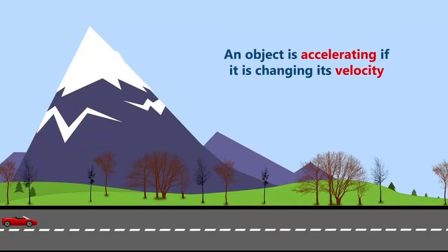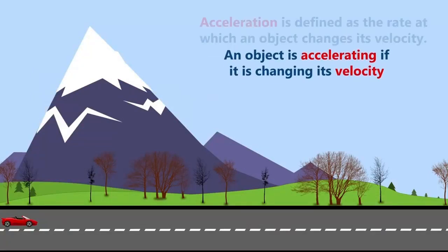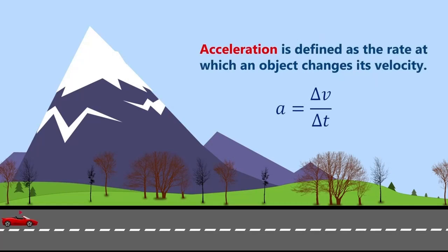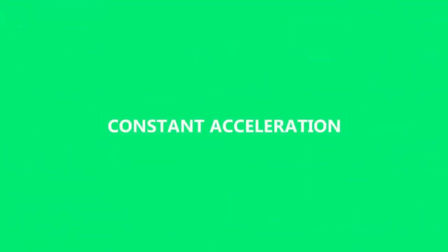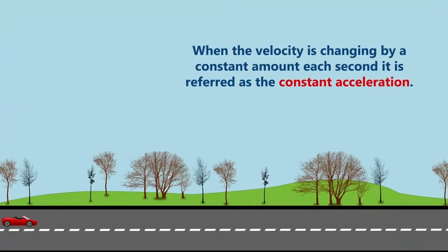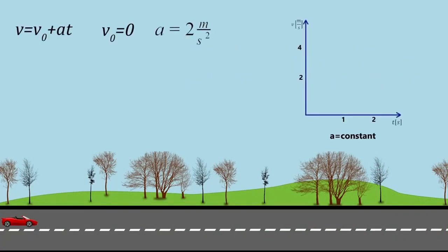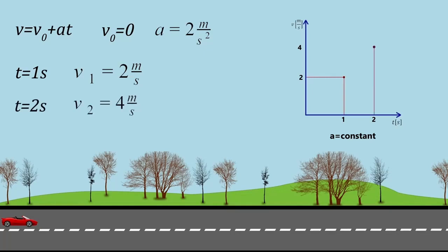An object is accelerating if it is changing its velocity. When the velocity is changing by a constant amount each second, it is referred to as constant acceleration. We have here a graph. The horizontal axis is the time in seconds and the vertical axis is the velocity in meters per second. This example shows constant acceleration.